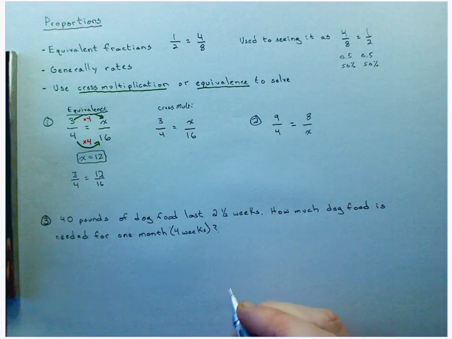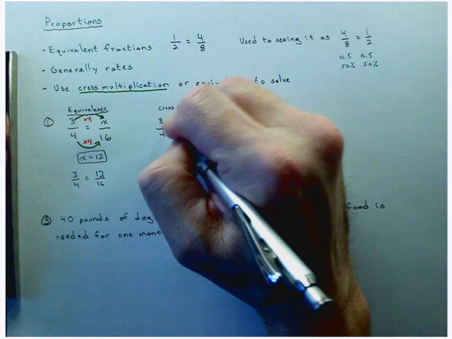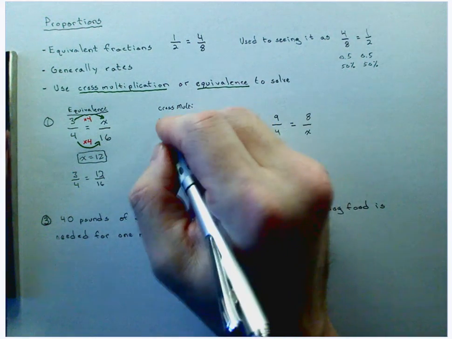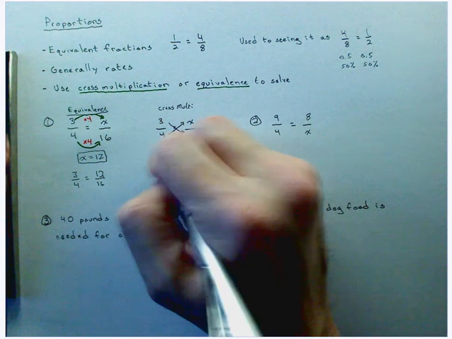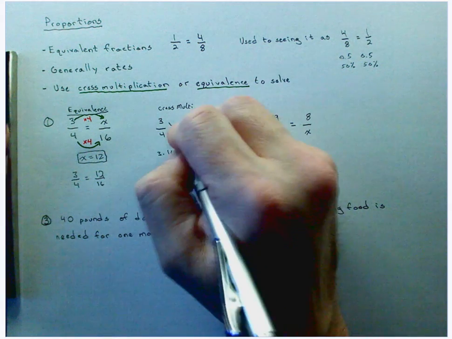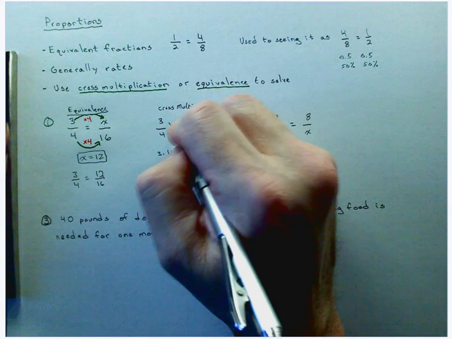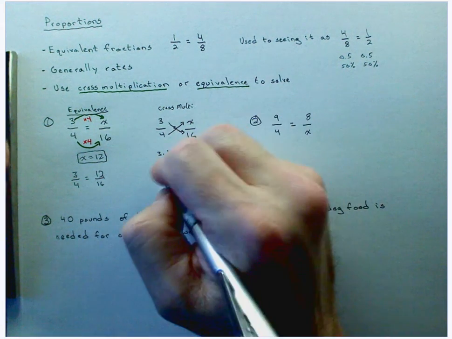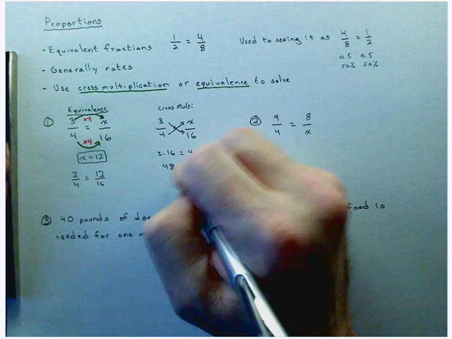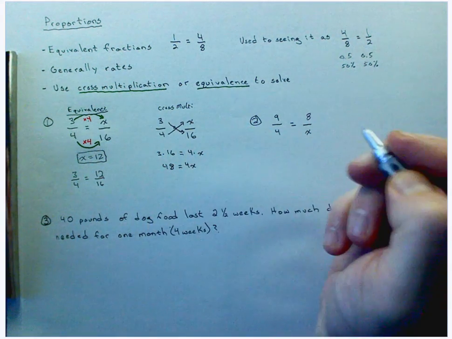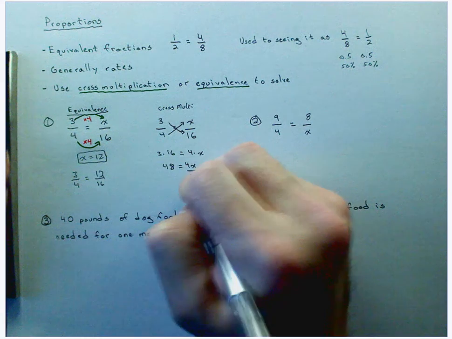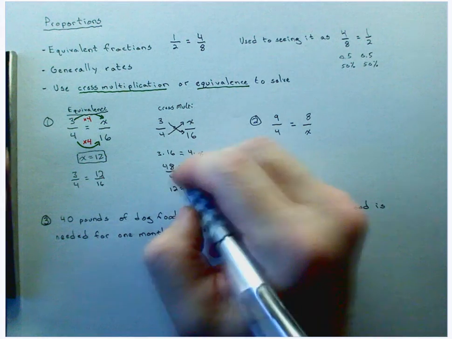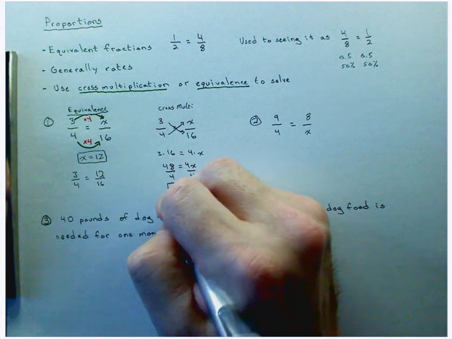Okay, cross multiplication. What that means is I say top to bottom and bottom to top. I'm going to say 3 times 16 equals 4 times x. 3 times 16 is 48. And now I have just a simple one-step equation. I divide both sides by 4, and 12 equals x. Same thing.